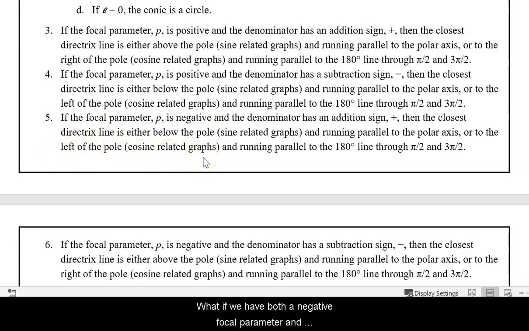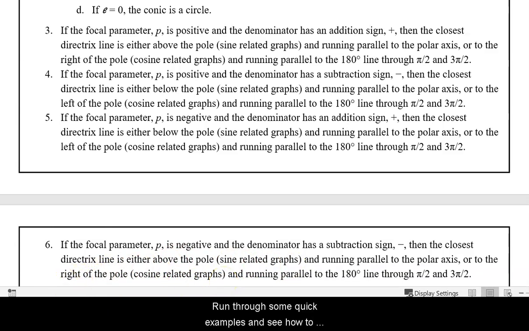Well, what if we have both a negative focal parameter and a subtraction in the denominator? Our favorite situation in math, where a double negative does make a positive. In that case, it will be located in the positive direction, above the pole for a vertically oriented sine-related graph, and to the right of the pole for a horizontally oriented cosine-related graph.